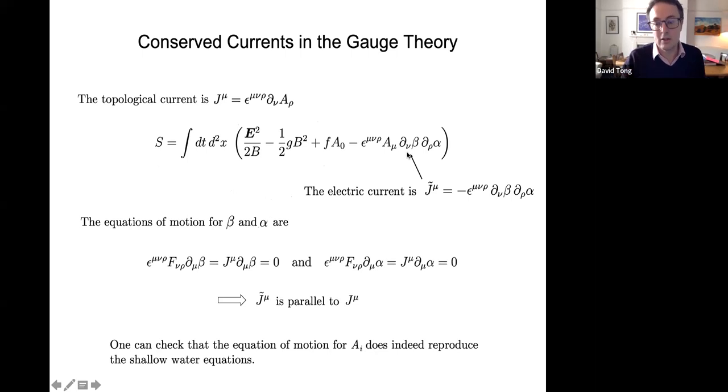All of which brings me back to this action. The whole point of having this strange coupling here, where the A mu is coupled to two scalar fields in this way, was precisely to reproduce the fact that the current J tilde, which couples to A mu, is parallel to the topological current of the gauge theory. So the equations of motion for alpha and beta just tell you that the topological current is proportional to this current here. So that's the reason for this slightly strange coupling. Having said that, it's simple just to compute the equations of motion for this action and show that they reproduce the shallow water equations.